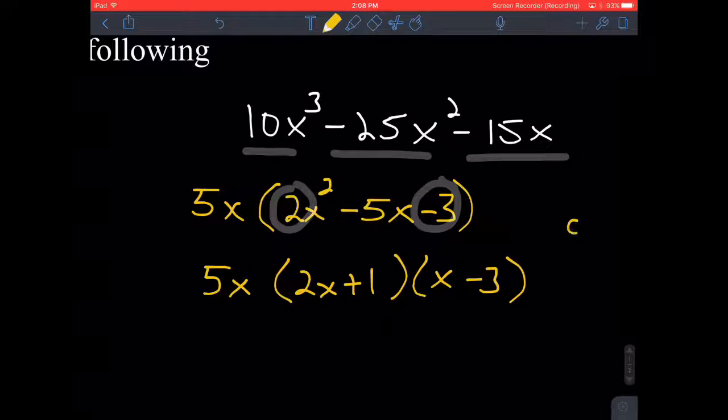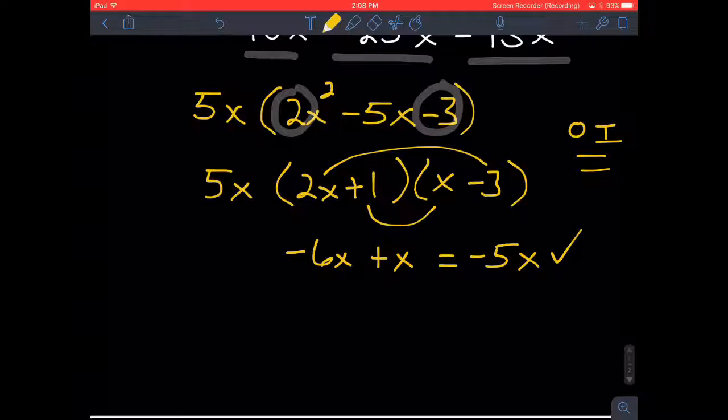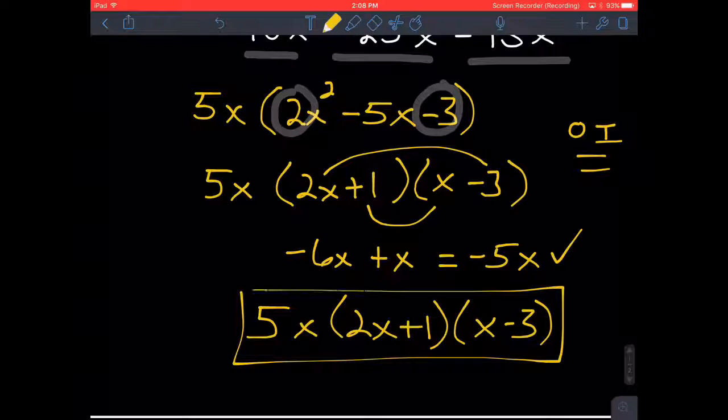To test the validity of this answer, I'm going to check against my outer and inner products, which together will give me 2x times negative 3 for negative 6x, 1 times x to give me positive x, which combined to give me negative 5x, which I had in my parentheses to start. So my final answer here is 5x times 2x plus 1 times x minus 3. Moving along pretty good here, compadres. Sweet.